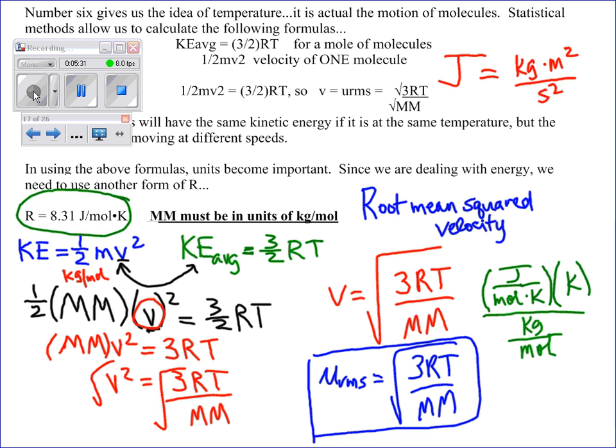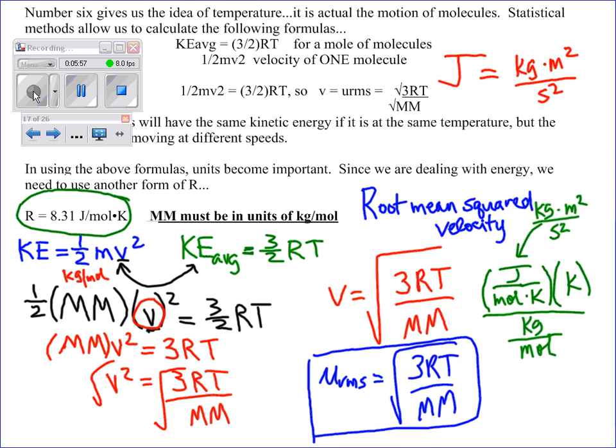So let's take a look and see what happens with these units. I see I have a joule there, so I'm going to break that joule down even further. Remember, what is this actually? A kilogram meter squared over second squared. So I'm going to insert that in there and cancel out accordingly.